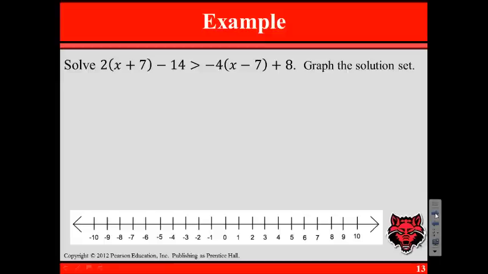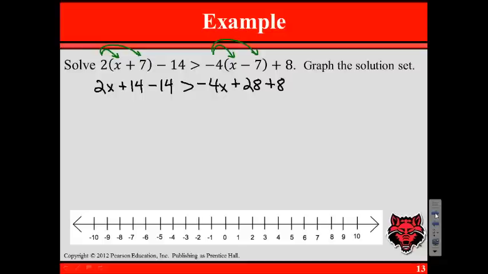Here's another example where we will have to simplify each side of the inequality. We have parentheses, so we will need to distribute and then possibly combine like terms. So we start by distributing the 2 to the x and to the 7. That gives us 2x plus 14 minus 14 is greater than, on the other side, we distribute the negative 4 to the x and to the negative 7, which gives negative 4x plus 28 plus 8.